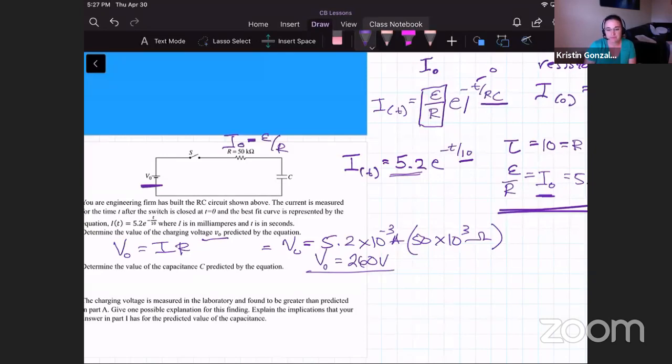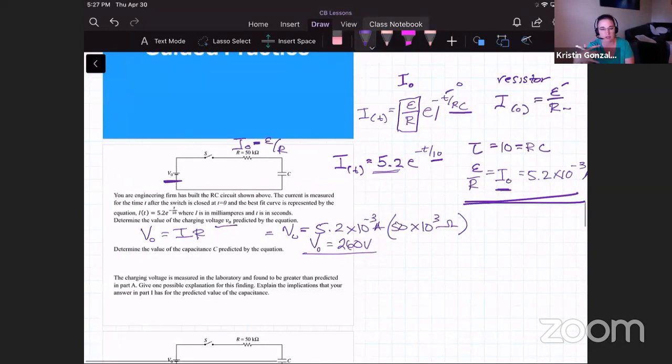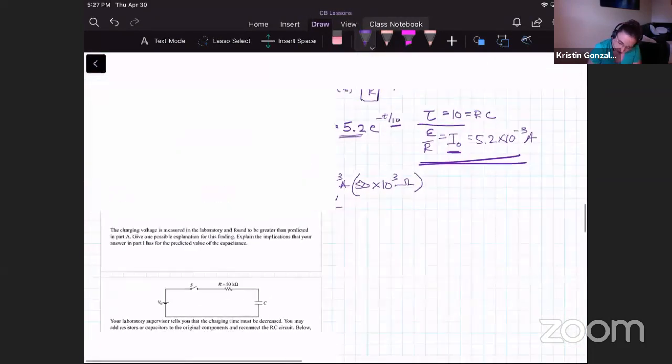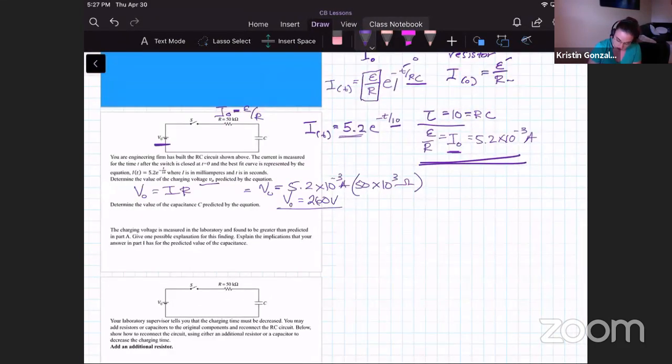Okay. So next part, let's determine the capacitance. So what kind of relationships do we have for capacitance? There's kind of a couple of different ways that you can do this one. The easiest one I see is that I know that my tau, my charging constant there, is equal to RC, and it's equal to 10. So that's probably what I would do, is I would say tau is equal to 10, which is equal to R times C, because I know what that resistance is. So then it becomes easy to find the capacitance.